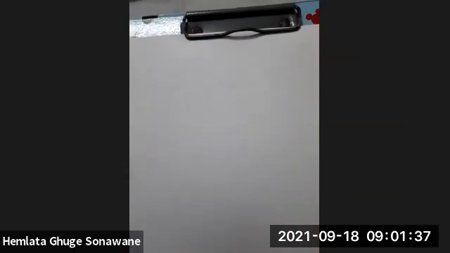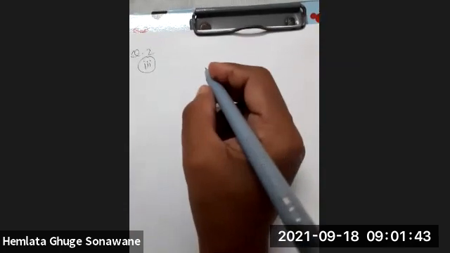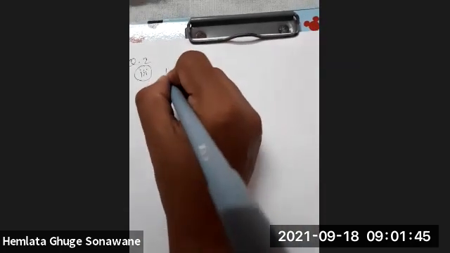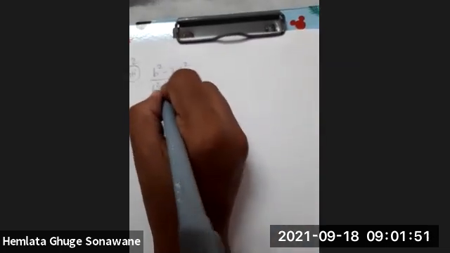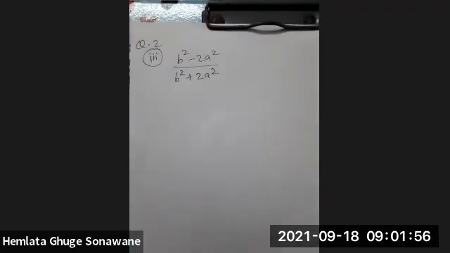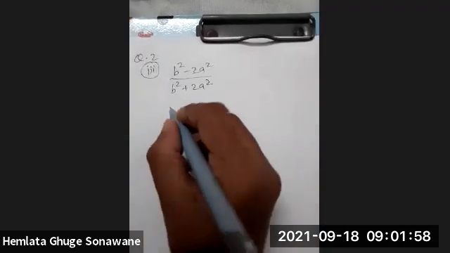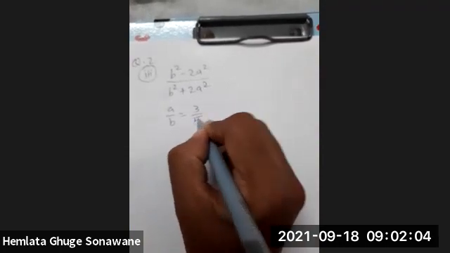Okay, we'll move towards the next example. That is the third example of question number 2. What is the third example? (b square minus 2a square) upon (b square plus 2a square). Now we have to find out the ratio for this. We are given the values of a and b, that is a upon b is 3 upon 5.